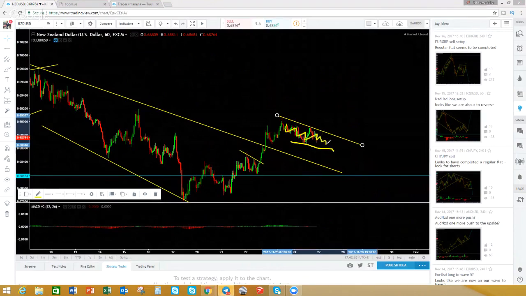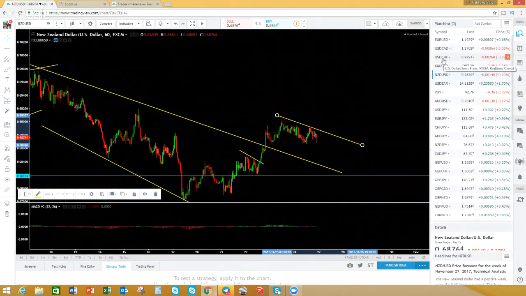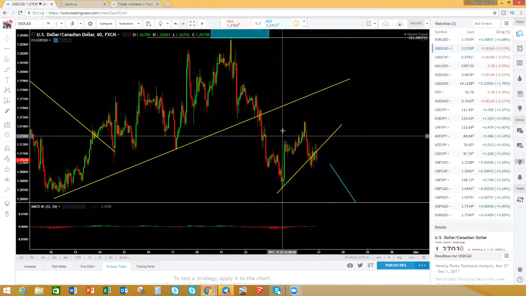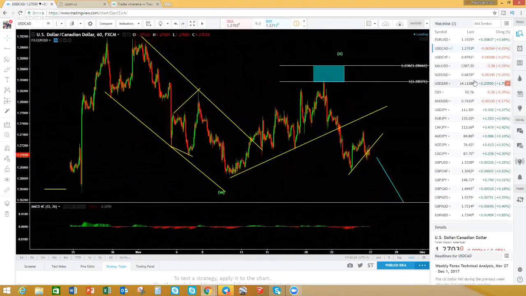Okay. Only a clear breakout can be taken. So that's New Zealand dollar, US dollar, chief. Before we go to chief, let's do CAD. It's one of the trades that are posted as well.